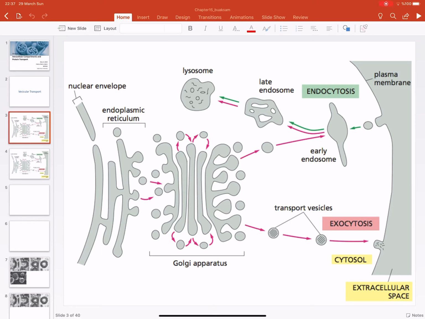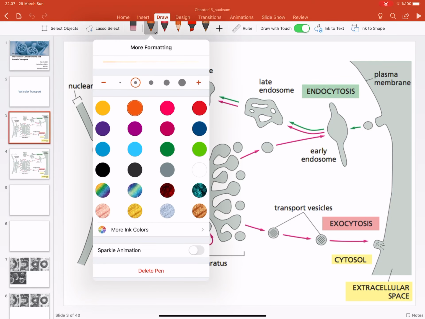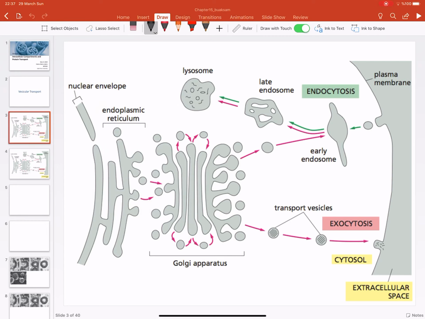So, what I'm going to try to explain here is the movement of protein within the endomembrane system. Remember, the endomembrane system consists of ER, Golgi, all these vesicles, and the plasma membrane. And remember, it evolved with the evolution of the eukaryotes, because the eukaryotes are big.